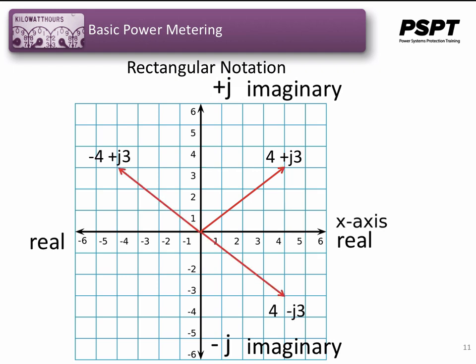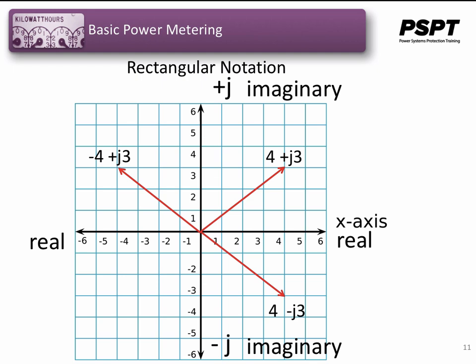Here are some examples of phasors in rectangular notation. Notice this time there is only one way of designating a phasor. So the one in the upper right-hand quadrant is 4 plus j3, which means it's a quantity 4 along the real axis and 3 in a positive j direction, or straight up and down.